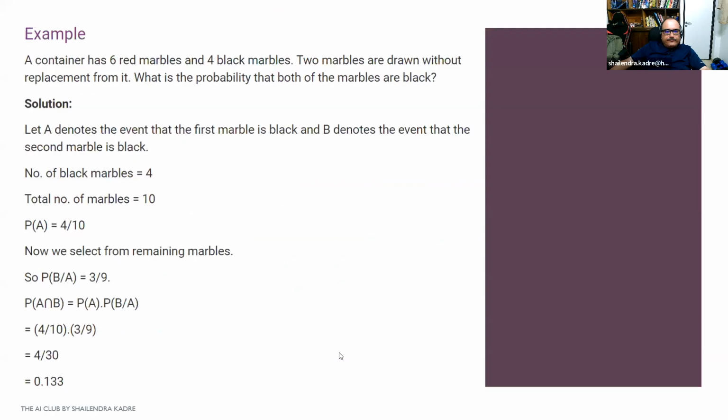Okay. So now let us discuss one more problem. A container has 6 red marbles and 4 black marbles. Marbles are the small round glass balls that we used to play with in childhood. So 6 are red and 4 are black.